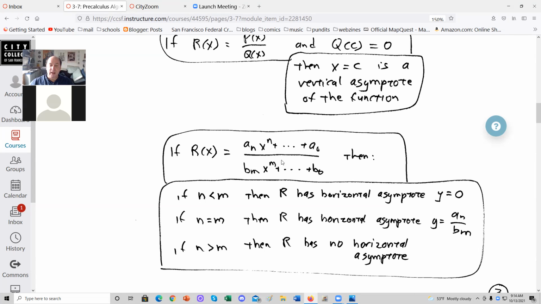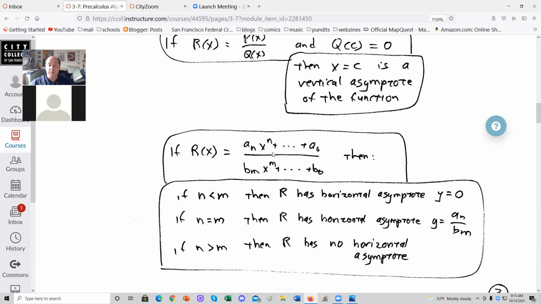If n is less than m, if the numerator is of lower degree than the denominator, then when x approaches infinity, x to the n approaches infinity slower than x to the m does, and the ratio approaches 0. So if n is less than m, the horizontal asymptote is y equals 0. If n is greater than m, then the numerator approaches infinity faster than the denominator does when x approaches infinity, and so the ratio is infinite, so you don't have a horizontal asymptote. You may have what's called a slant asymptote, but that's a slightly different issue.